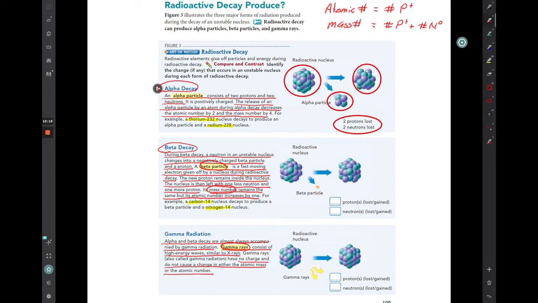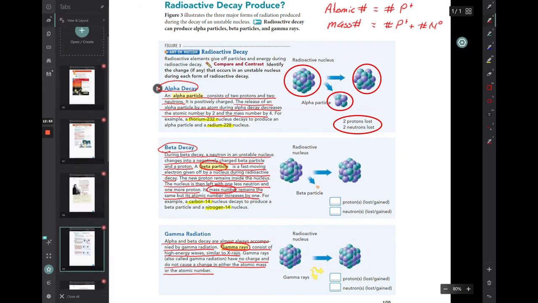All right, so we have alpha decay, where you give off this alpha particle. You lose 2 protons, you lose 2 neutrons. So your atomic number goes down by 2. Your mass number goes down by 4. Then we have beta decay, where the neutron in the unstable nucleus changes into a negatively charged beta particle and a proton. The proton stays, the electron goes away, so that causes our number of protons to go up by 1, but no change in the mass of the nucleus. And then we have gamma radiation, which is just that energy that is being given off.